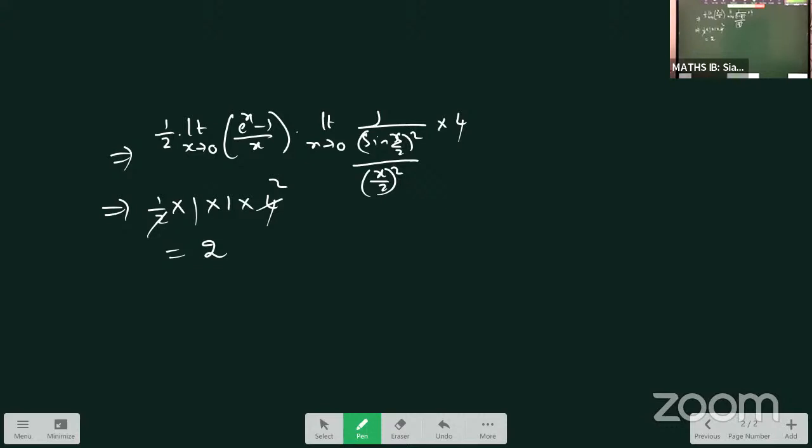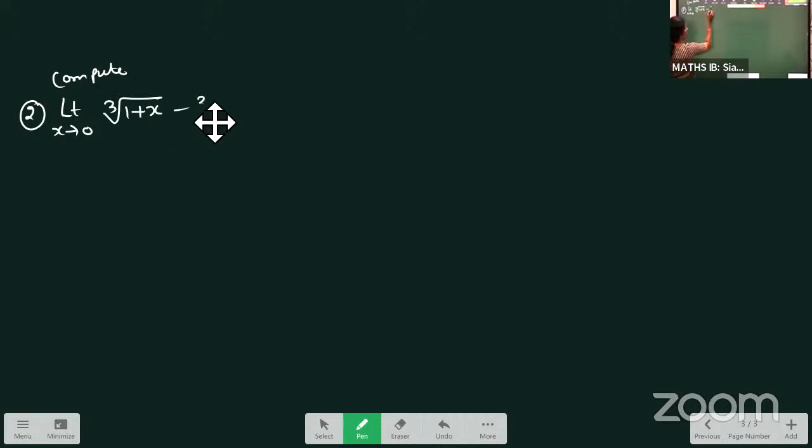There is one more question. This is also one of the important questions. Limit x tends to 0. Compute. Limit x tends to 0, cube root of 1 plus x minus cube root of 1 minus x, by x. Compute means we have to simplify the value.